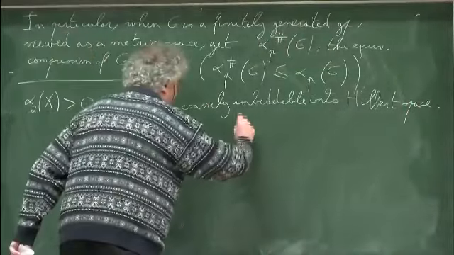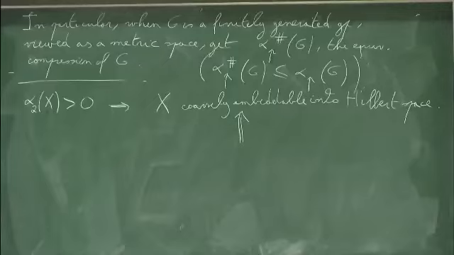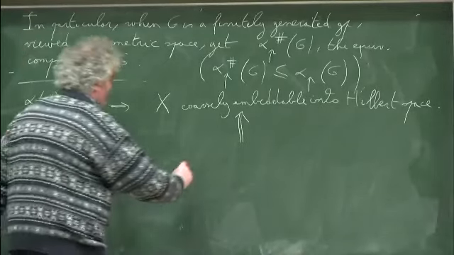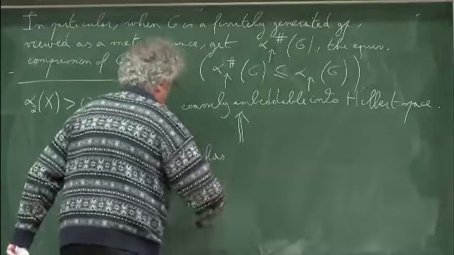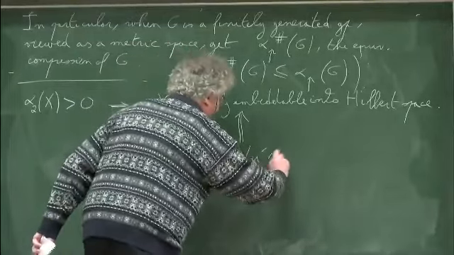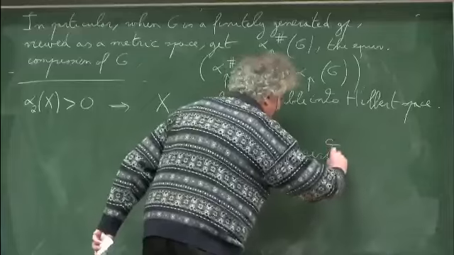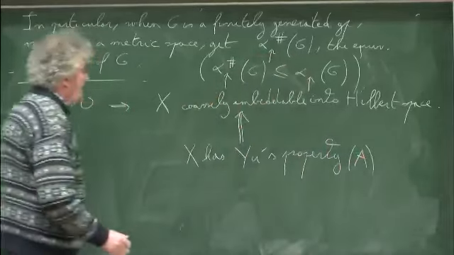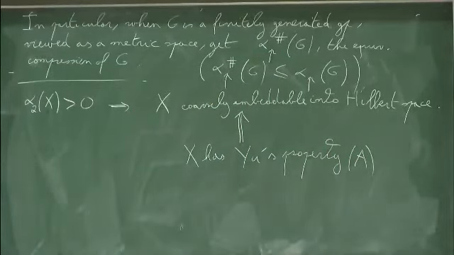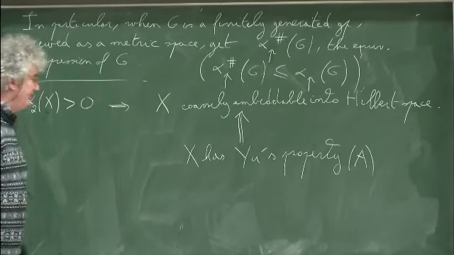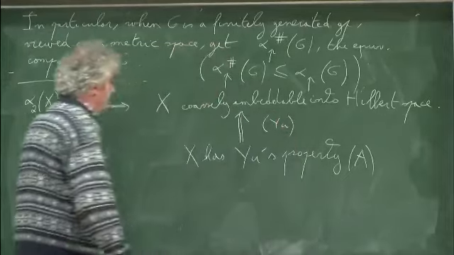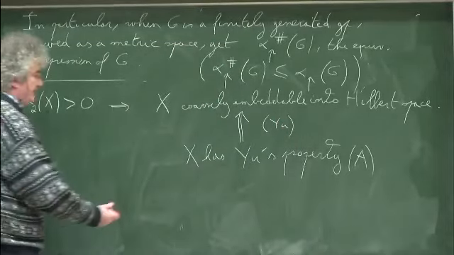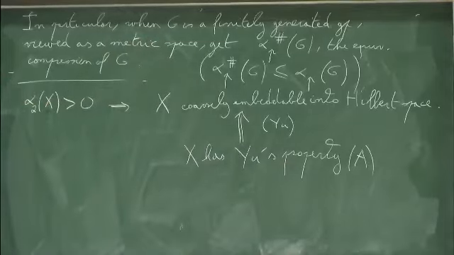And this property of being coarsely embeddable into Hilbert space is implied by another property, which is that X has Guoliang Yu's property A. Property A is a property of metric spaces that will or will not be mentioned in this workshop, and it's a very weak form of amenability. Yu himself proved that this property implies coarse embeddability.